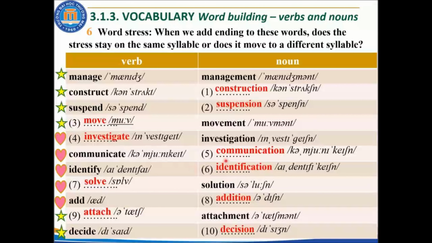Communicate, communication. Ở phần này cũng thế đúng không ạ? Trọng âm chuyển sang ca. Identify, identification. Solve, solution. Add, addition. Như vậy với những cái từ mà tim hồng này thì khi chúng ta thêm đuôi để chuyển từ động từ sang danh từ thì trọng âm cũng đổi sang một âm tiết khác. Các bạn lưu ý nhé.